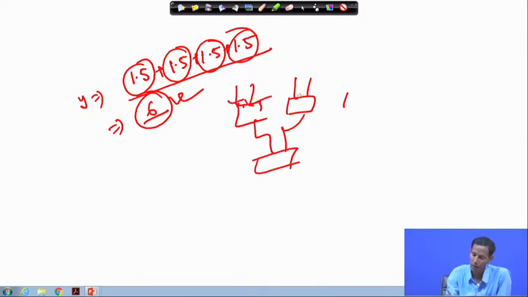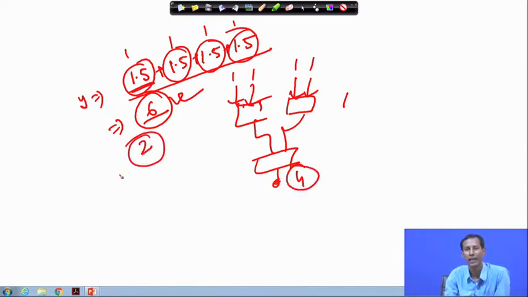So, at that time what will happen? This will not consider 1.5, right. So, this will consider 1, 1, 1, 1. So, that means finally I will collect 4. So, that means 2 is the error which I am accumulating.